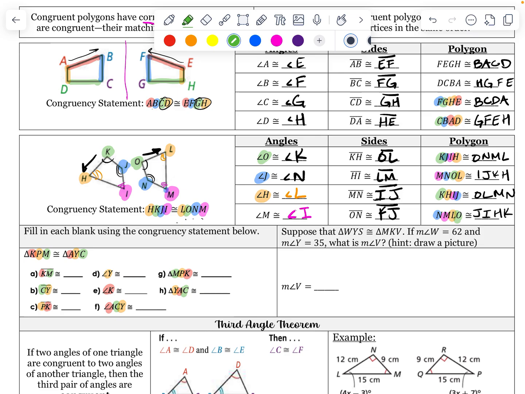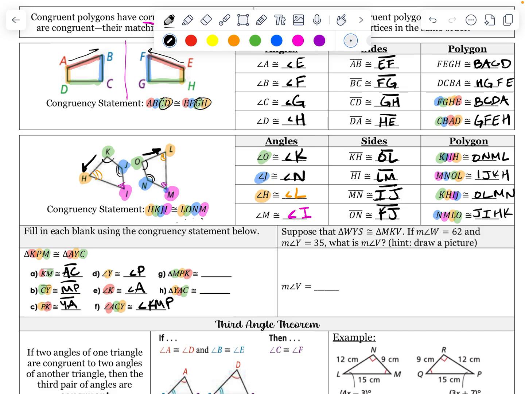All right, I just went ahead and color coded everything to make sure that I was ready to rock and roll. So KM is going to be AC, red to green. CY is MP. PK is YA. Angle Y is angle P. Angle K is angle A. So ACY is going to be red, green, orange.